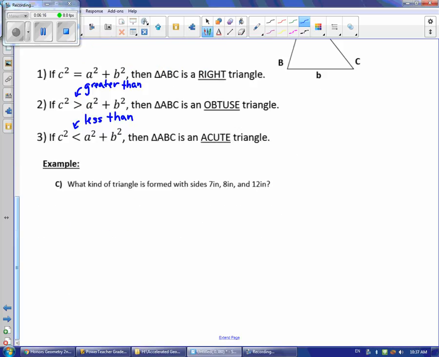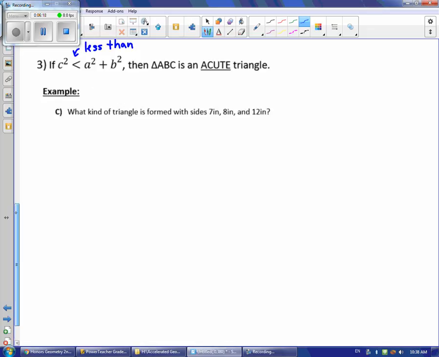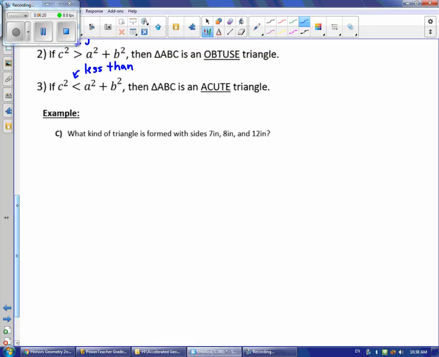What kind of triangle is formed with sides 7 inches, 8 inches, and 12 inches? Right away, I can see 12 is my longest side. That's going to be my C, and then I'm going to use A and B for the other two. So I'm going to do C squared equals A squared plus B squared, and we're going to see if that equal sign is true.